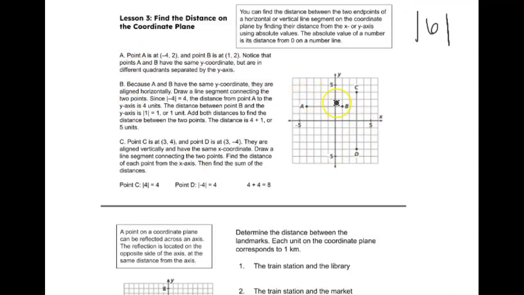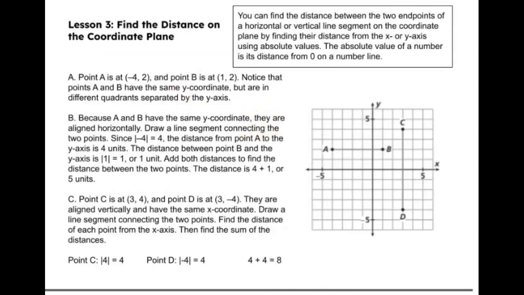Let's look at this first example. It's done all the way for you already. I'm going to zoom in just a little bit more so we can see it a lot better. Point A is -4, 2. So if I look right here, that means I ran backwards to -4 and I jumped to 2. Point B right here is at 1, 2. So I ran to 1 and jumped to 2.